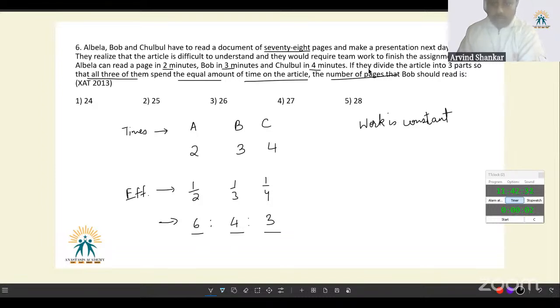Now, if they divide the article into three parts so that all of them spend an equal amount of time on the article, the work distribution should happen in the ratio of their efficiency.